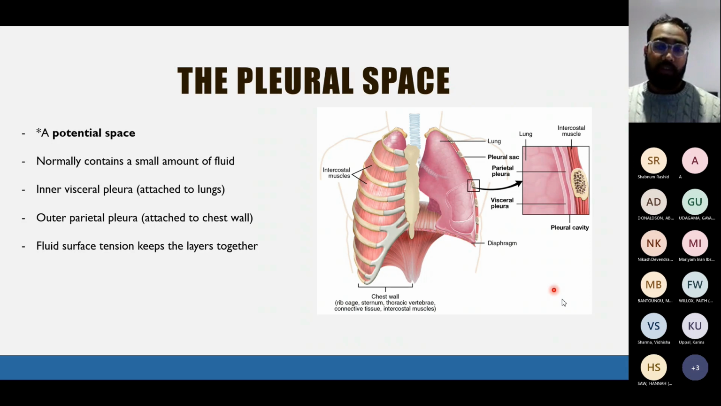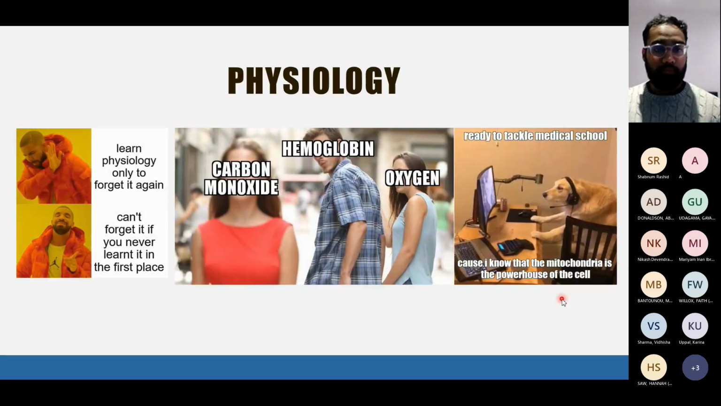Now, it's key, just keep in your mind that it's a potential space. Normally there's very little in that space, but because it's a potential space, it can become filled with things. And that's when we start getting medical problems. We're going to talk about some of those conditions in a bit.